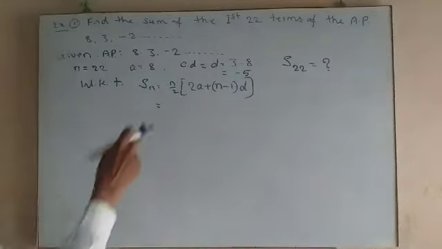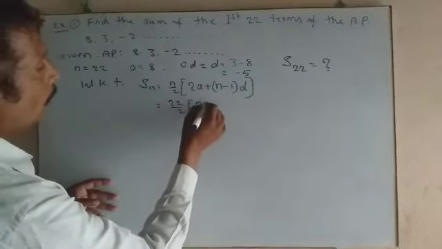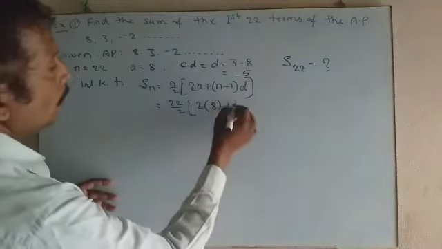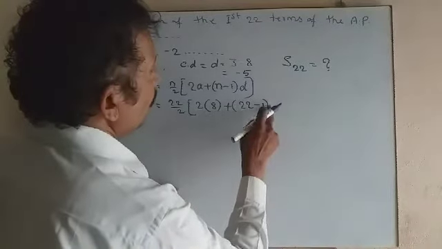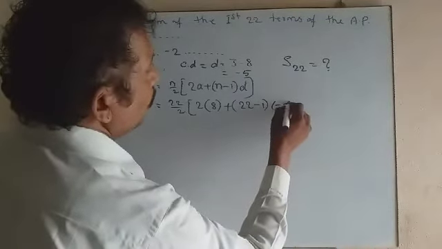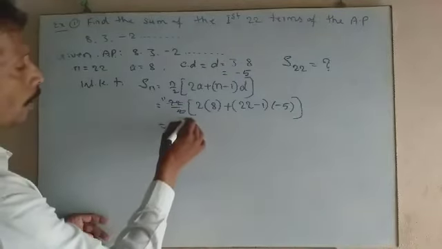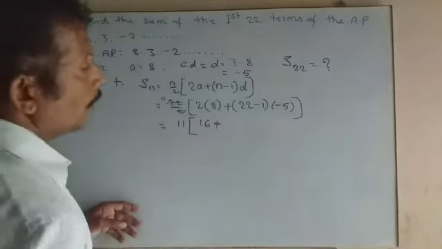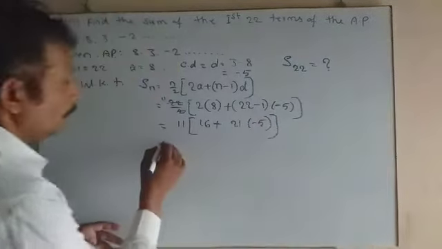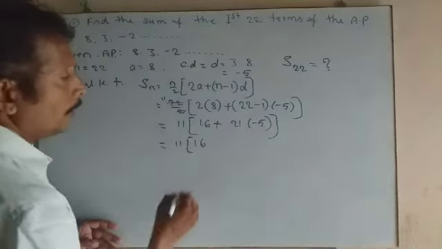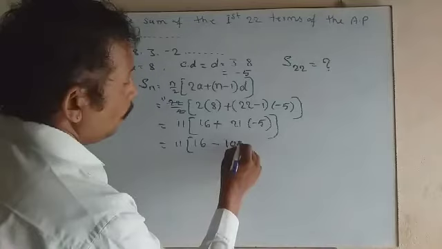Therefore, put the value of n, it is 22. 22 by 2 into bracket 2a, 2 into a, the first term, 8, plus n minus 1, n is the number of terms 22, so 22 minus 1, into d, the common difference, which is minus 5. 22 by 2 is 11, into bracket 2 8s are 16 plus 21 into minus 5, bracket complete, is equal to 11 into bracket 16 plus, plus into minus is minus, 21 5s are 105.